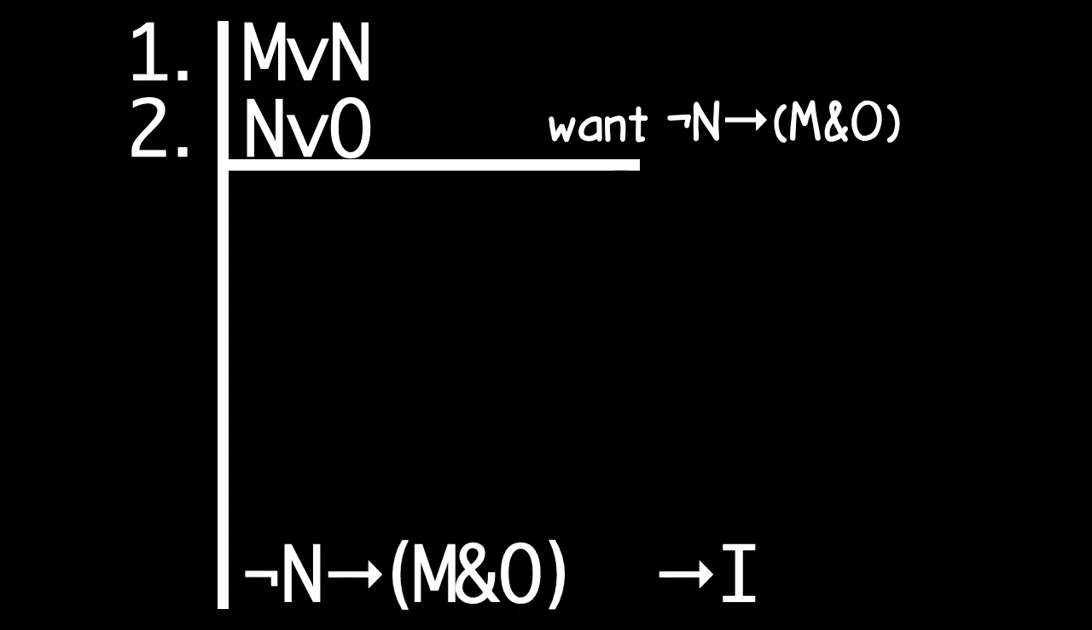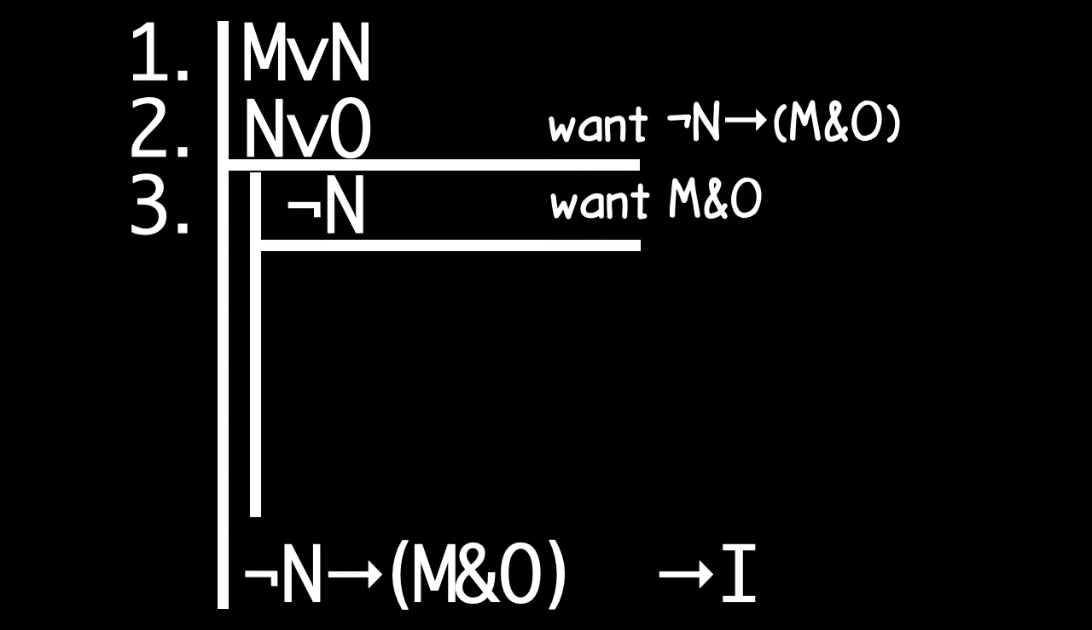So suppose we think about where we need to end up. If we need to end with not N arrow M and O, we could think about introducing that using arrow introduction. In order to apply arrow introduction at the end, if that's our plan, we need to start a subproof. We assume the antecedent, the left-hand side of the conditional that we want to prove. So we assume not N on line 3. And in this subproof, we want M and O.